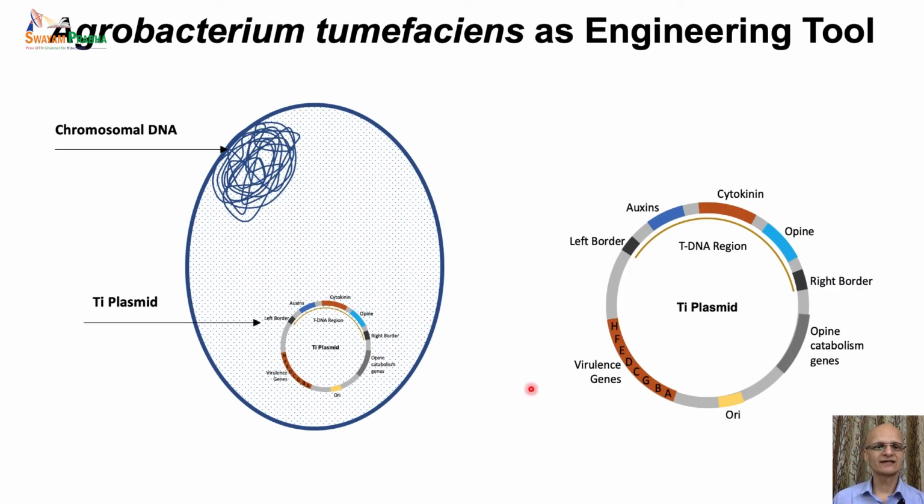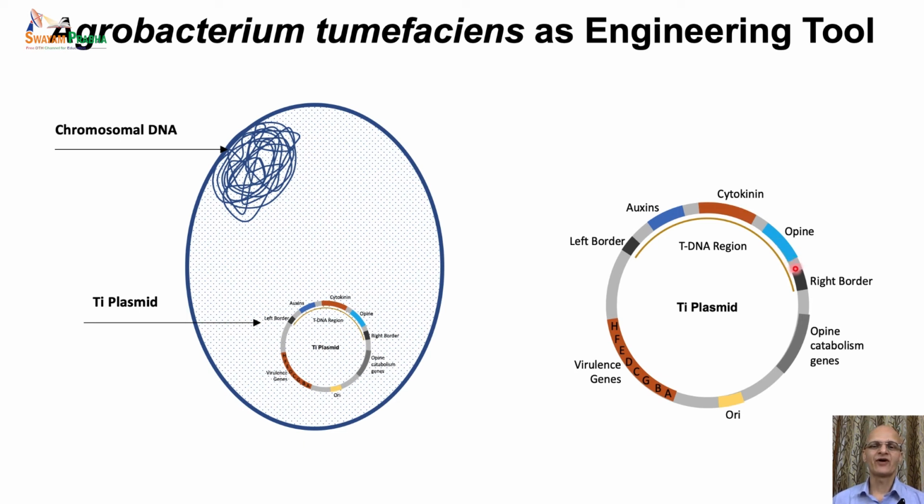So this is a typical structure of agrobacterium. It has a chromosomal DNA and the Ti plasmids. During the tDNA transfer process, the products of the virulence genes recognize the border sequences, that is the left border and the right border, and prepare the copy of the DNA present between these borders.